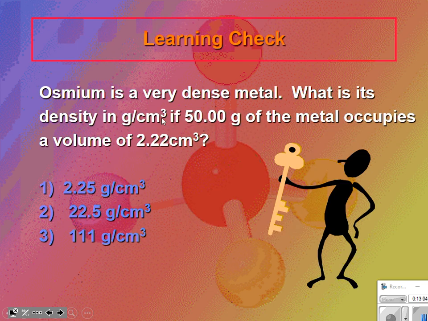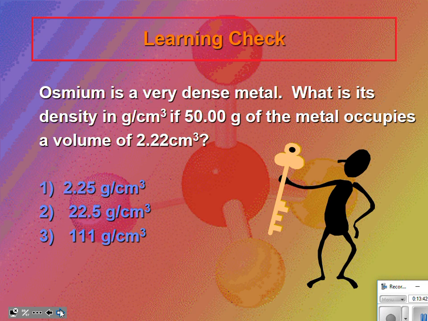Now, go ahead and do this one. A little learning check for you. Calculate that out. First of all, before we even do any of our math, how many sig figs are we going to have? Should be 3 sig figs. Because how many sig figs are in this 50.00 right here? 4. How many in 22.2? 3. We're doing division, so what's our smallest amount? 3. So we're going to have 3 sig figs.